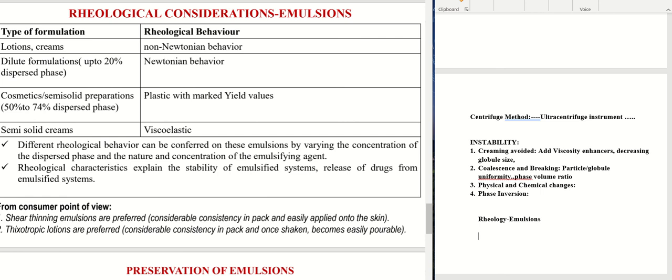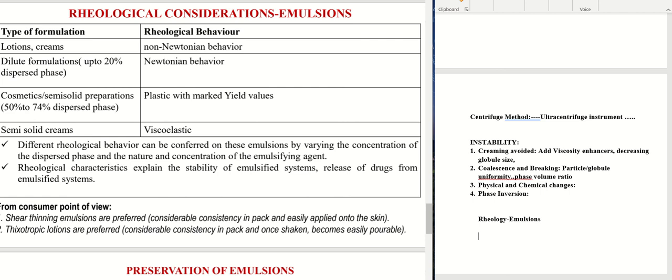Now, let us consider these emulsions from the consumer point of view. How can we improve the rheological behavior of an emulsion? Being a pharmacist, we need to have a thorough knowledge of the type of emulsifying agent to be used in the particular type of emulsion, and the amount of emulsifying agent to be used also has to be considered.